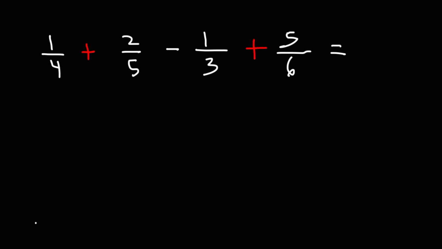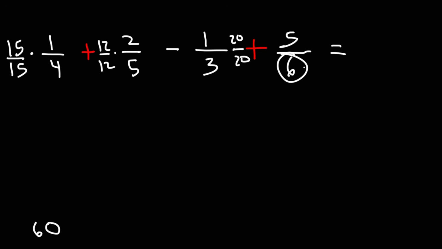So now that we know that 60 is the common denominator that we're trying to get, let's go ahead and get it. 60 divided by 4 is 15. So we're going to multiply this fraction by 15 over 15. 60 divided by 5 is 12. So we're going to multiply this one by 12 over 12. 60 divided by 3 is 20. And 60 divided by 6 is 10. So we'll multiply this one by 10 over 10.